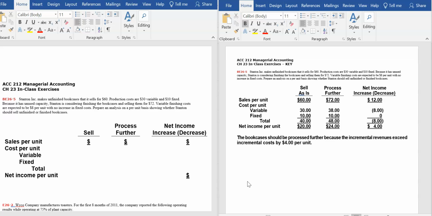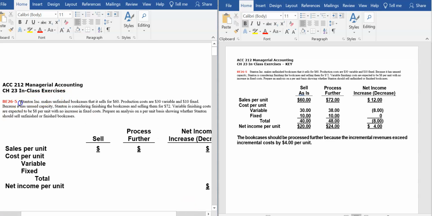So we're going to look at a whole bunch of different scenarios here, and we're going to continue to apply the concept of relevancy. First problem we're going to look at is Stanton Incorporated makes unfinished bookcases that it sells for $60. Cost to produce those bookcases are $30 variable and $10 fixed. Because it has unused capacity, the company is considering finishing the bookcases and selling them for $72. In other words, they're considering further processing those bookcases, selling them for a little bit more.